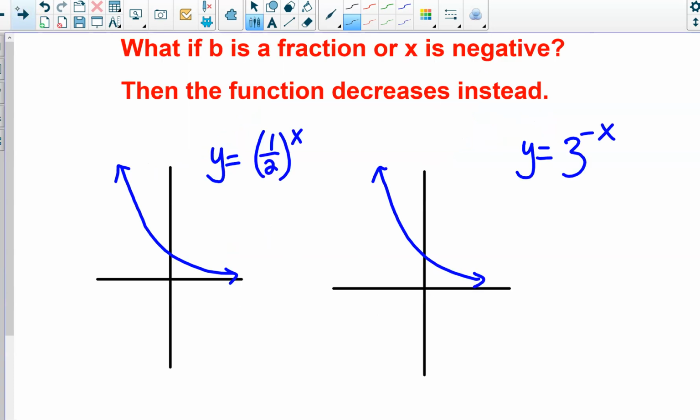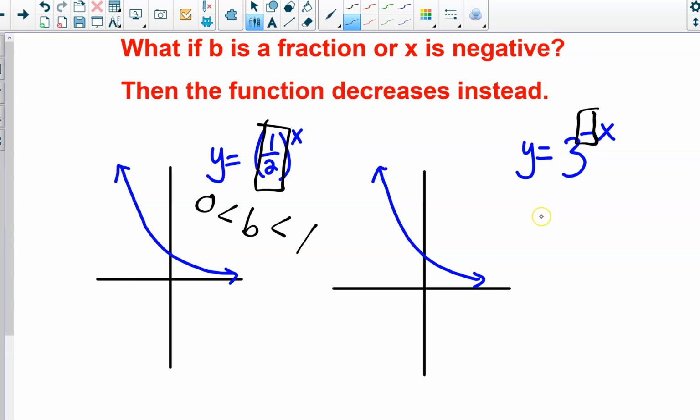What if B is a fraction or x is negative? Then the function decreases steadily. If you take a look at this one right here, as we said on the very first screen, if B is a fraction between 0 and 1, it's going to decrease exponentially. Or if the exponent has a negative to it, it's going to decrease exponentially.